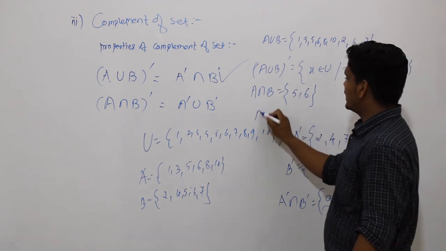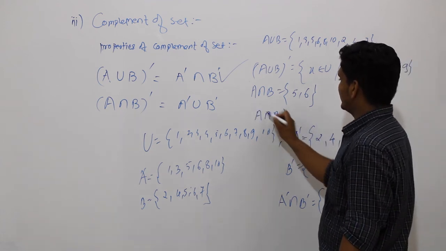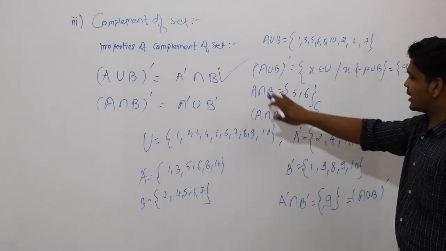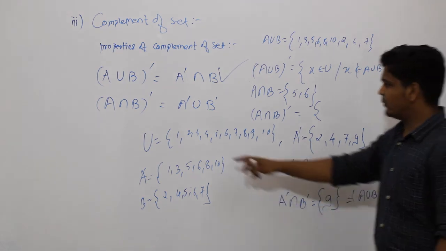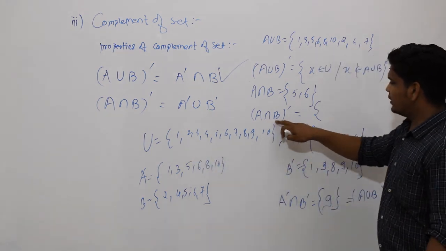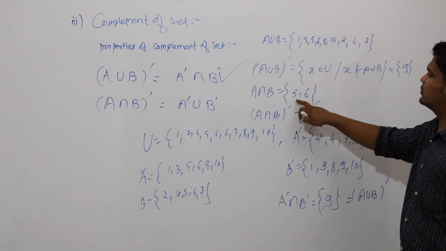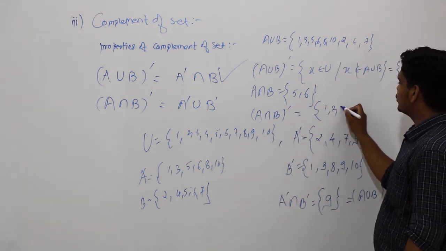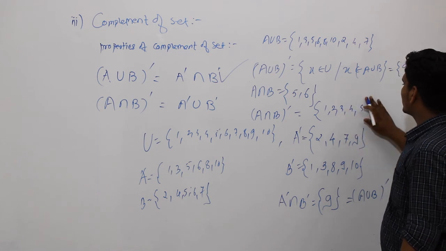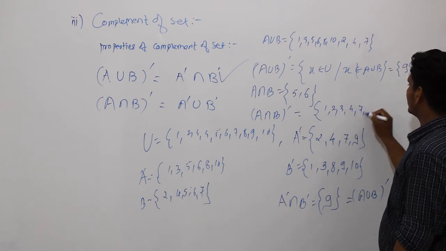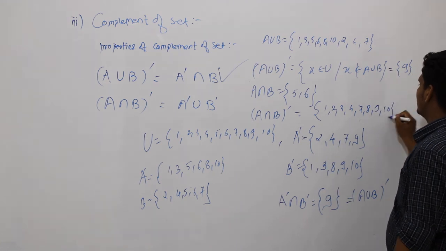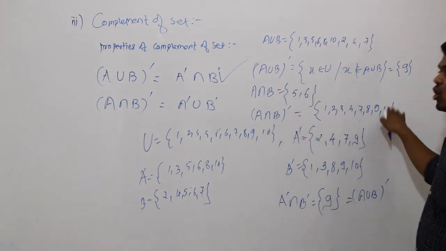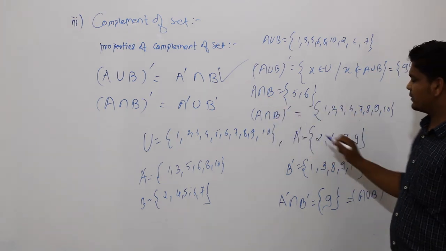Then I will calculate the complement of A intersection B. It is nothing but elements of U that are not in A intersection B. Now A intersection B has 5 and 6. Therefore, I will just remove 5 and 6 from U. The other elements I will consider here: 1, 2, 3, 4. I will not consider 5, 6. Then I will consider 7, 8, 9 and 10. This is my A intersection B complement. Except for A intersection B, I am taking all elements of U.